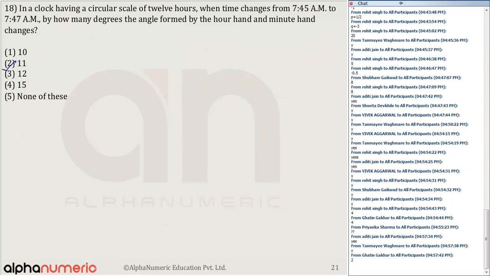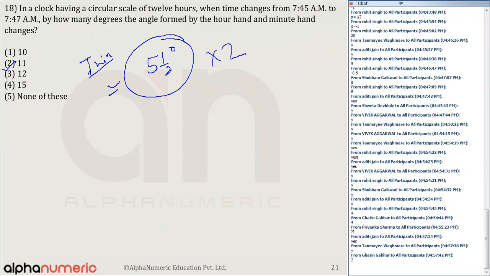मुझे पता है in 1 minute the gap is always equal to 5.5 degree. 1 मिनट में जो गैप होता है आवर हैंड और मिनट हैंड के बीच में, वो 5.5 डिग्री का होता है. सो 2 मिनट में टोटल गैप क्या आ जाएगा? 5.5 into 2 which is equal to 11 degree. So this was very easy. क्लियर है सबको? Can I move to the next question?